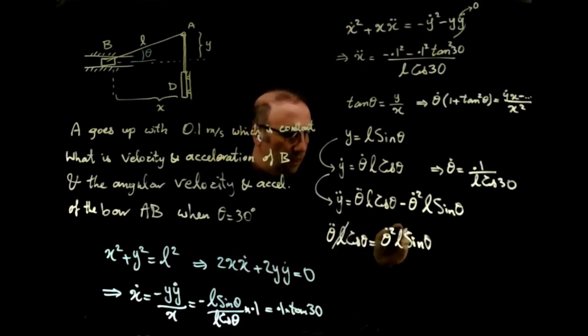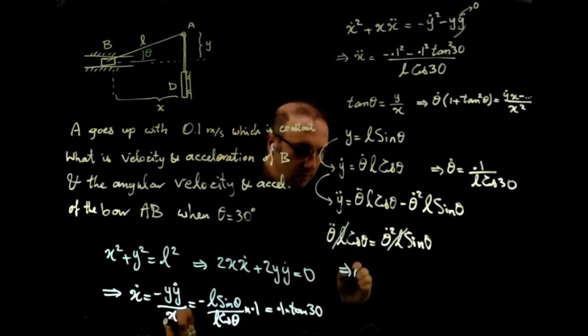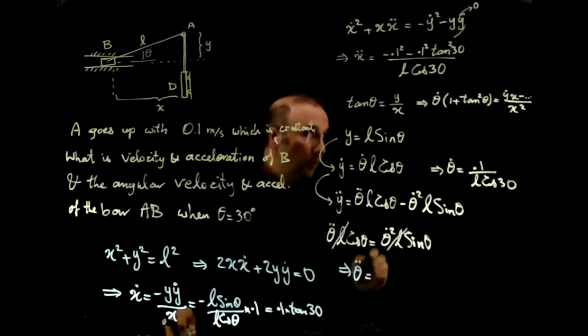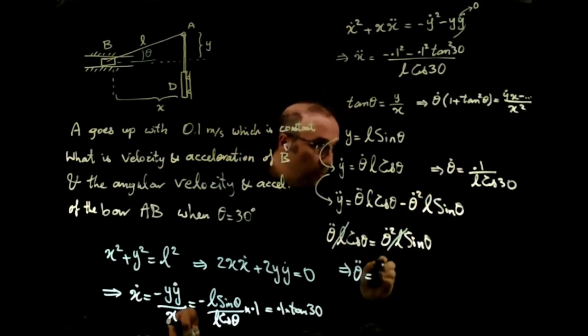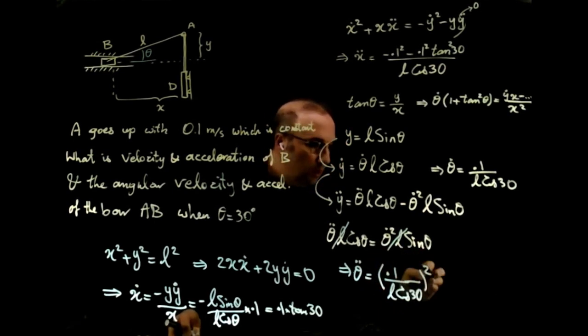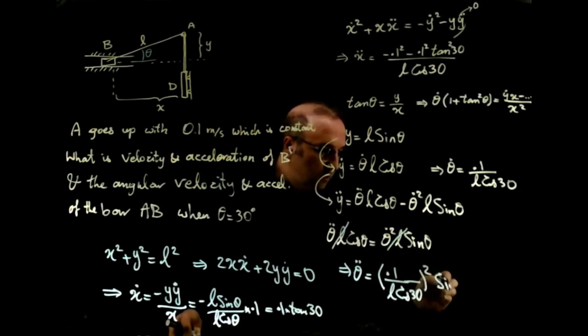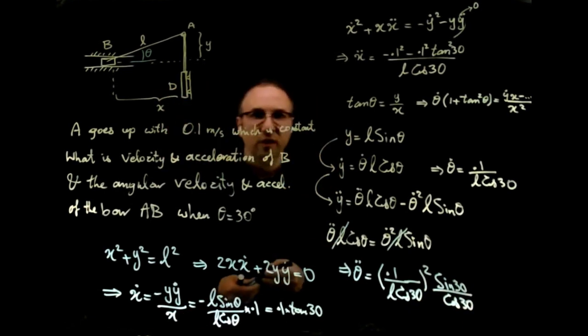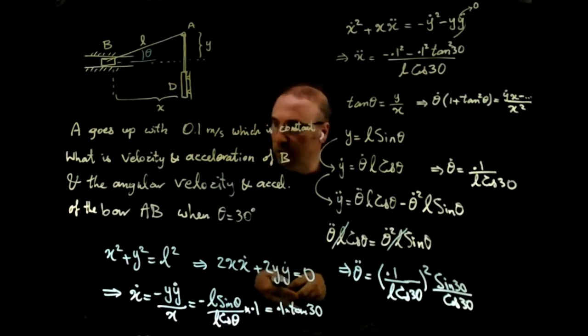Let's cancel out L. And then I have theta double dot equals 0.1 L cosine theta 30 to the power of 2 times sine 30 divided by cosine 30. So if I plug in numbers, I get theta dot and theta double dot.